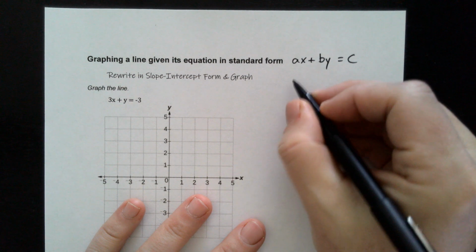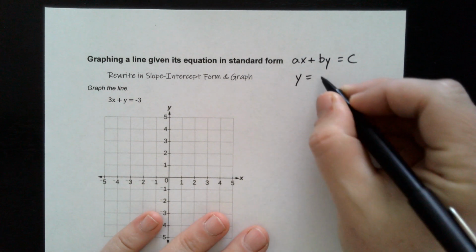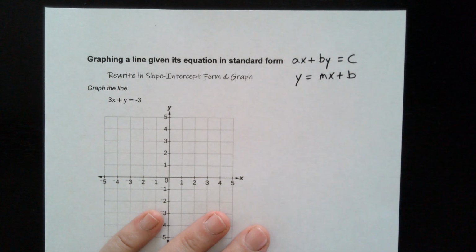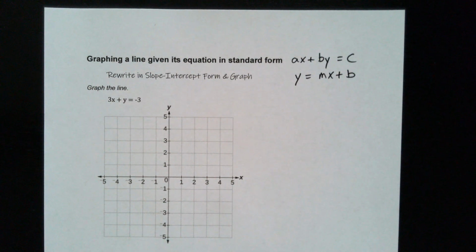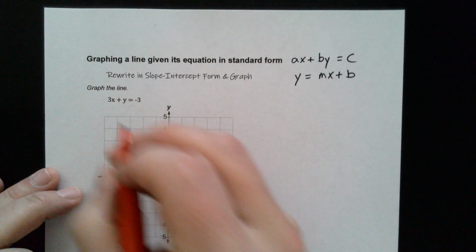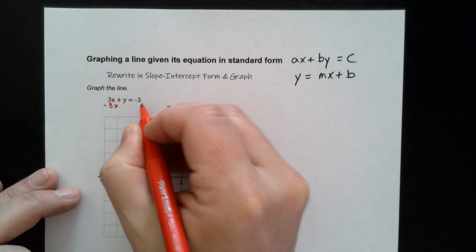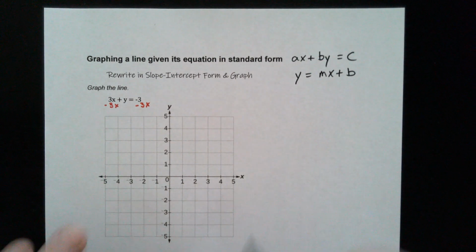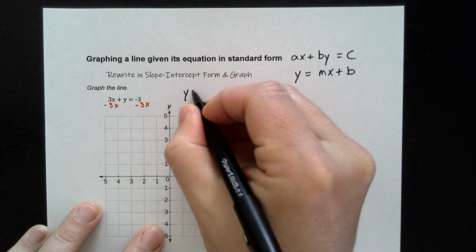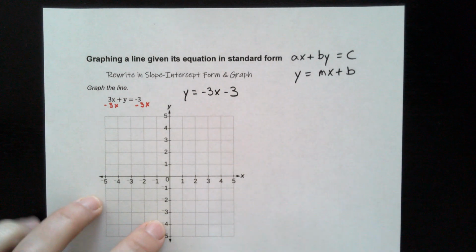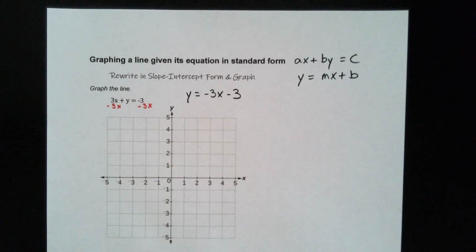A reminder, slope-intercept form is y equals mx plus b, where m is the slope and b is the y-intercept. Looking at this first one, we've got 3x plus y equals -3. I need to move this 3x away from the y so that I can get y by itself. So I'll subtract 3x from both sides, and that will give me y equals -3x minus 3.